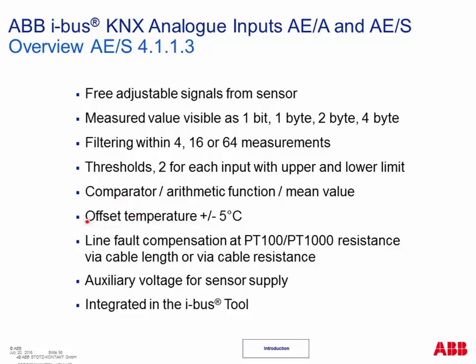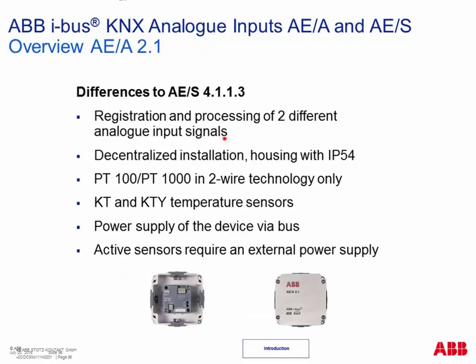We can also change or set the offset temperature, plus minus 5 degrees. It depends, maybe when the sensor always has an offset somewhere. We can compensate the cable or line resistance to our PT100, PT1000, so the cable length, as a parameter. And we have the auxiliary voltage to supply our analog sensors, which is also integrated into the IBUS tool. So the analog input for surface mounting, the only difference is that we have only two input signals. It's for decentralized installation.